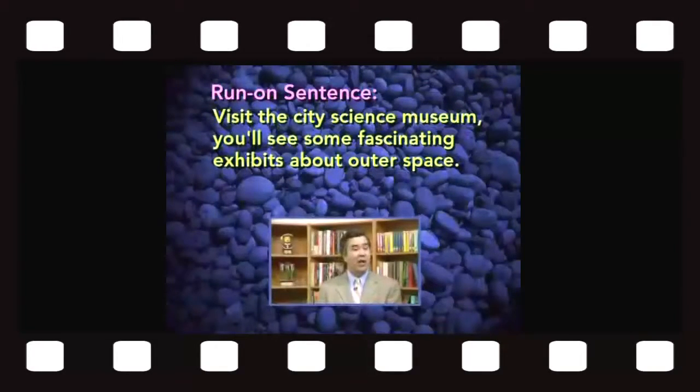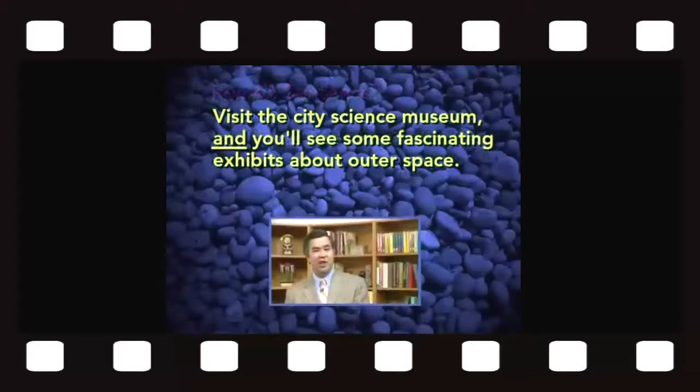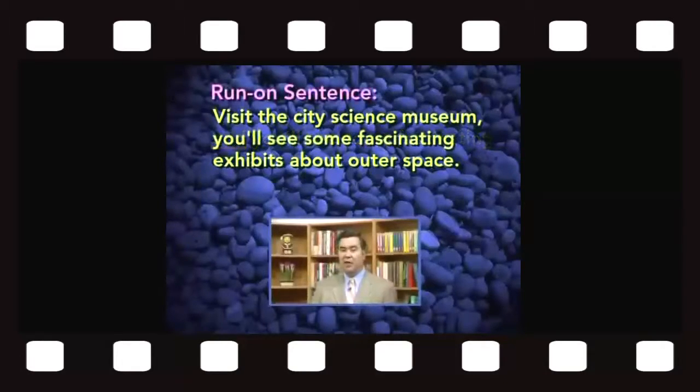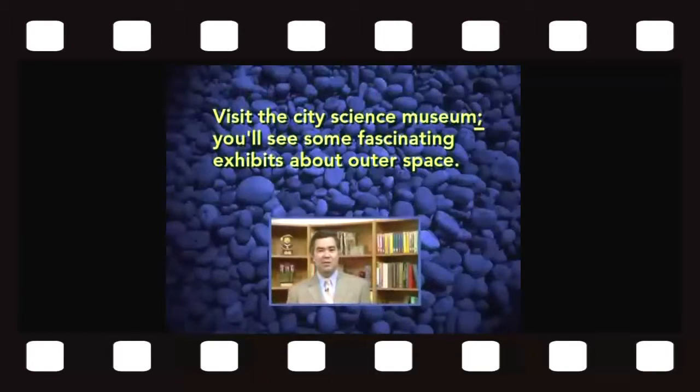Well, you have at least two options. Remember our rules about how to create a compound sentence. One way to correct this would be to use a comma and a coordinating conjunction. And in this case, the coordinating conjunction and seems like the natural choice. So the sentence would be correct if it read, visit the City Science Museum, comma, and you'll see some fascinating exhibits about outer space. Another way to correct the run-on sentence would be to substitute a semicolon for the comma. Then the sentence would read, visit the City Science Museum, semicolon, you'll see some fascinating exhibits about outer space. That would also be correct.